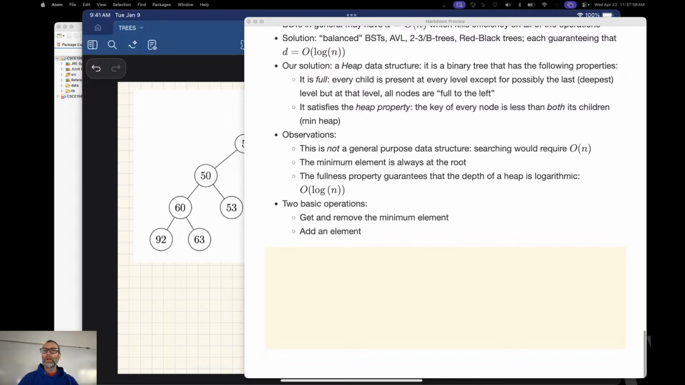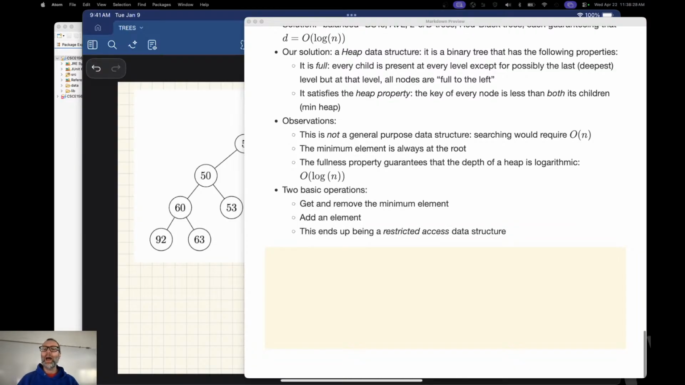Now, like I said before, if it's a heap and you just want to add something, it's not necessarily going to end up on the top. It's going to roll down and end up somewhere in the heap. We're going to get and remove the minimum element. In other words, give me the minimum, give me the next minimum, give me the next minimum. This is going to have applications for priority queues and sorting, and we'll see that at the end here. But in any case, this ends up being another restricted access data structure, just like a stack, just like a queue.